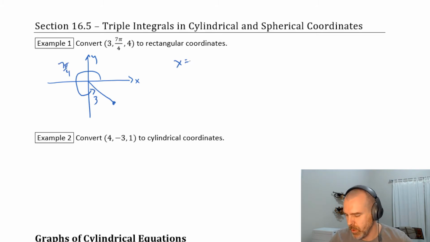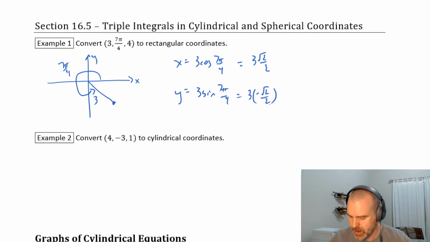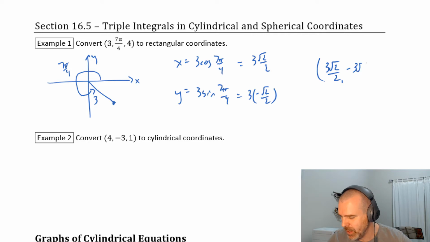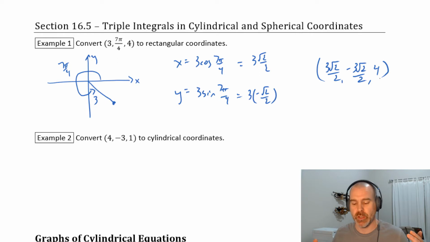And so x would be 3 cosine of 7 pi over 4, and then y would be 3 sine of 7 pi over 4. The cosine is positive here, but the sine is negative. And so then our point would be 3 square root of 2 over 2, negative 3 square root of 2 over 2, and then the z stays 4. And that's all it is. The only difference between rectangular and polar is the x and y, or the r and theta. The z is equivalent between the two.